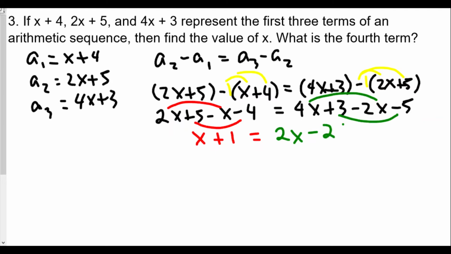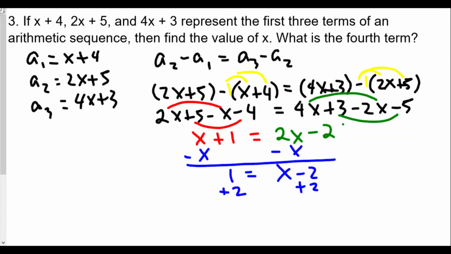Now we solve for x. Again, I always subtract the smaller of the two variable terms, so subtract 1x on both sides. We have 1 equals x minus 2. Adding 2 to both sides, we get x is equal to 3. So we solved for our variable x.